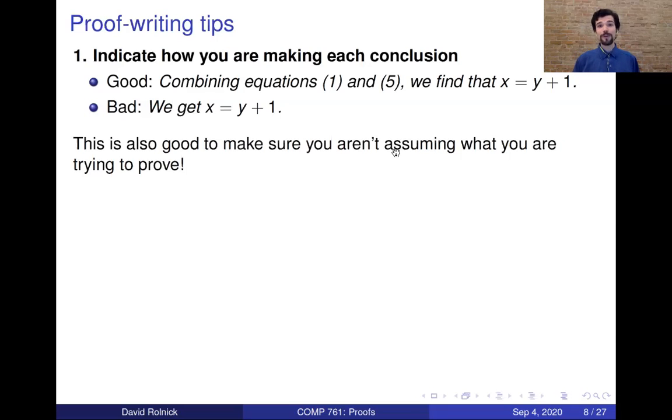This is also really useful because sometimes you can accidentally assume what you're trying to prove. So spelling out explicitly why you're getting something is really useful for making sure you're not accidentally assuming the thing that you desperately want to show.